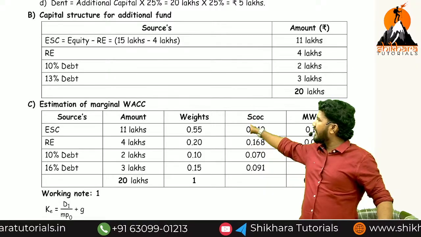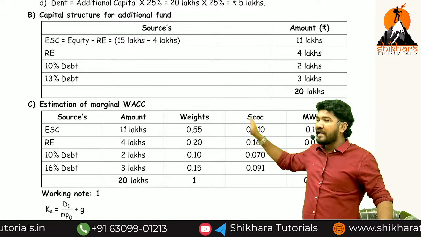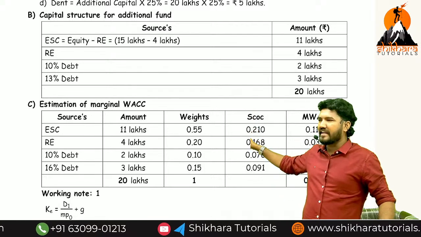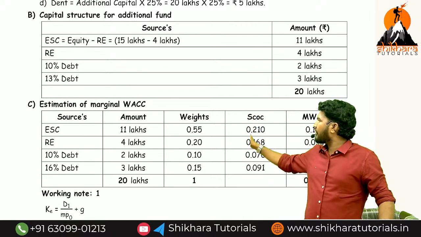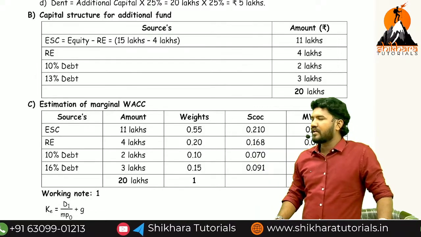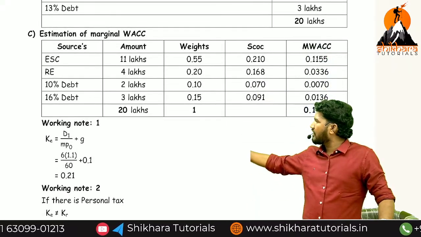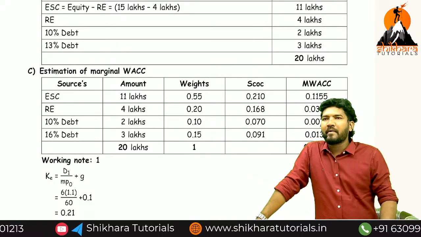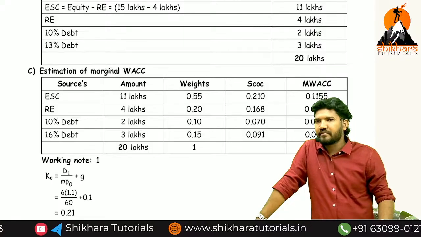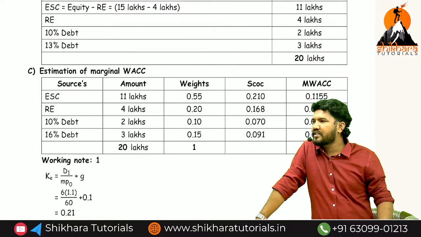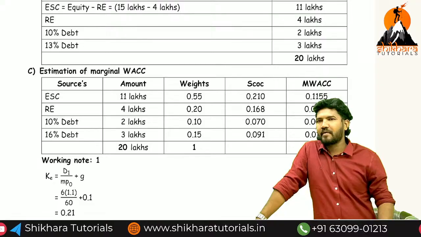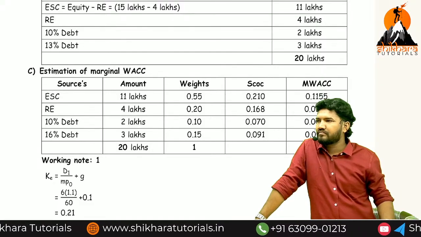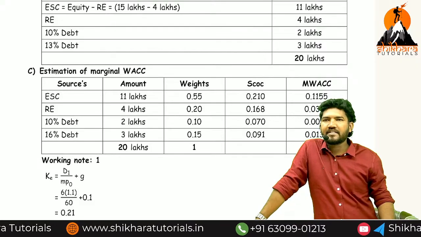Now the structure is there. You have to figure out KE, KR, KD1 and KD2. There are two debts, so it's not a single KD, it's KD1 and KD2. Then you can easily figure out KO. This concept is called marginal weighted average cost of capital. The word marginal represents additional or extra.